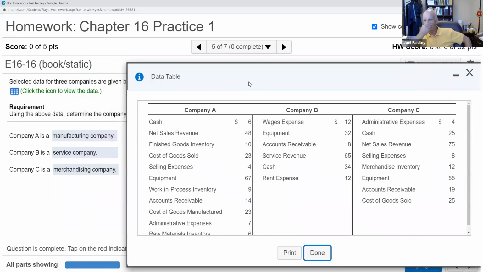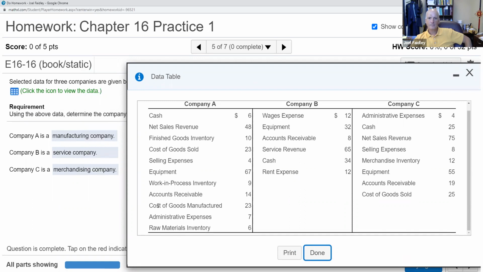Number five, looking at these companies. You can tell by looking at their financial statements what kind of company they are. Cost of goods manufactured, that's a giveaway, right? It's got to be a manufacturing company. What about B? Service revenue, it's got to be a service company. C, merchandise inventory tells you it's got to be merchandising, pretty simple.